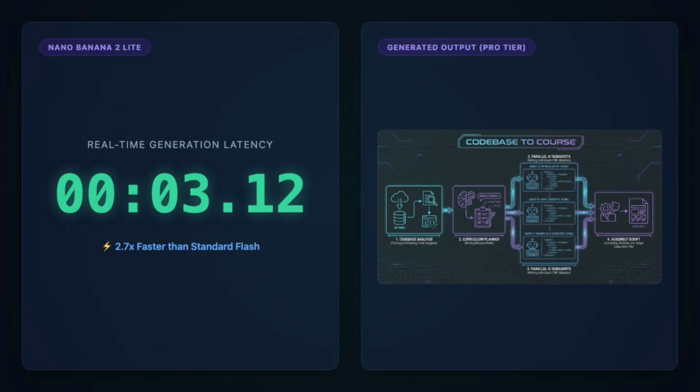Today, we compare the 3 tiers, Lite, Flash, and Pro, and show you how to detect their silent architectural bugs. We will look at why speed does not equal accuracy, and how to verify that your diagrams match reality.